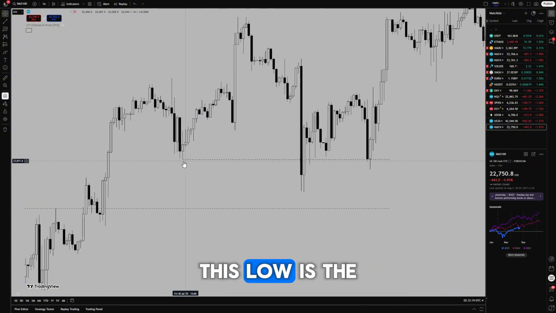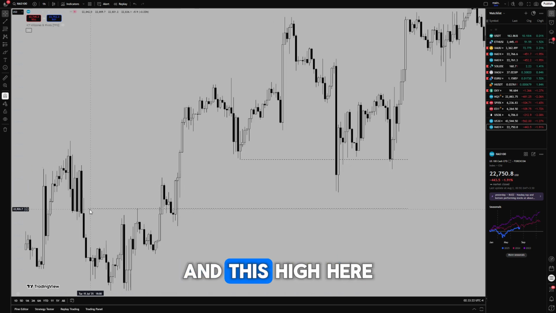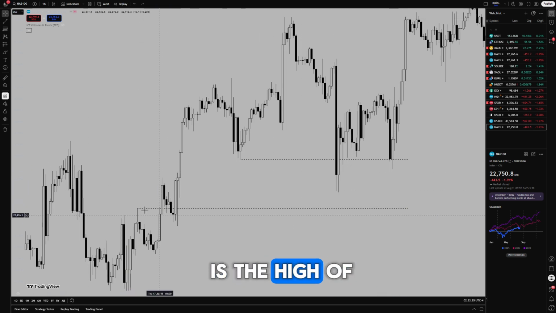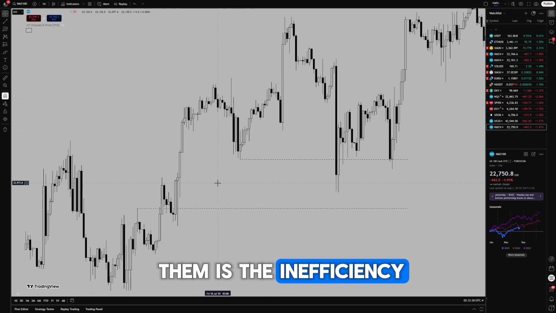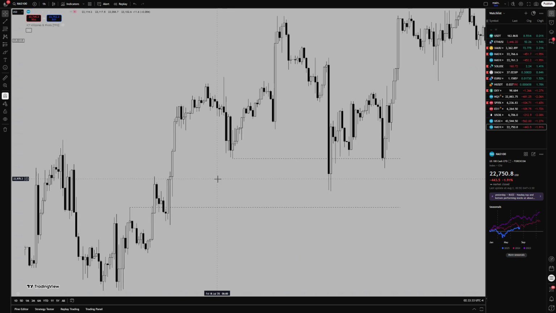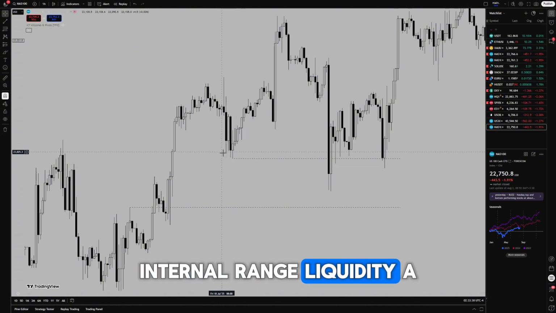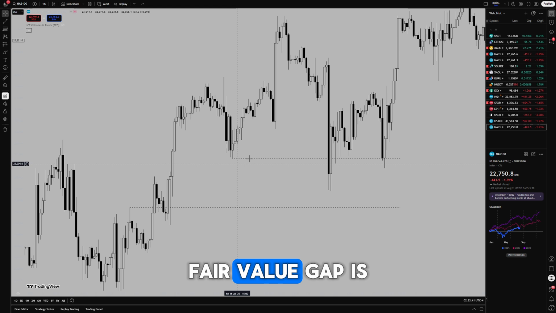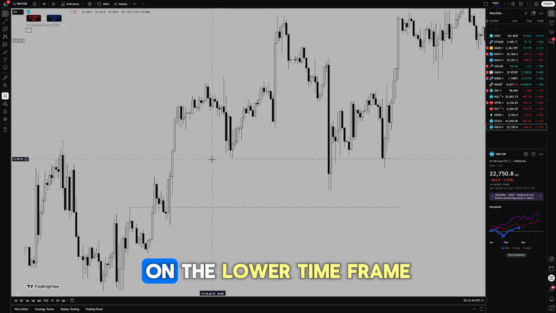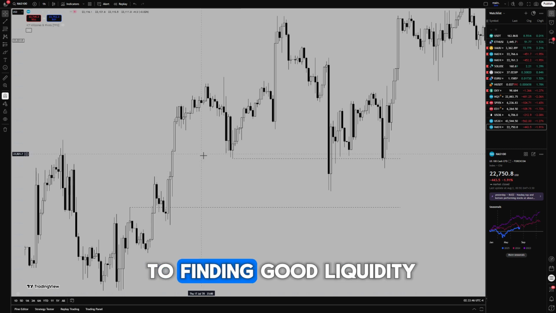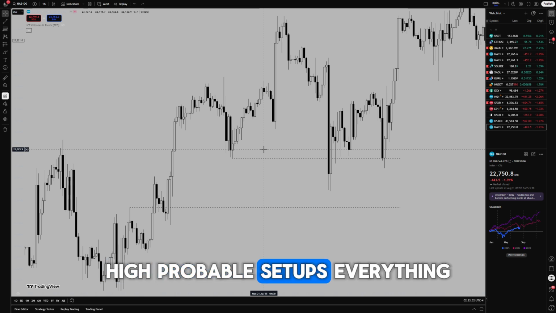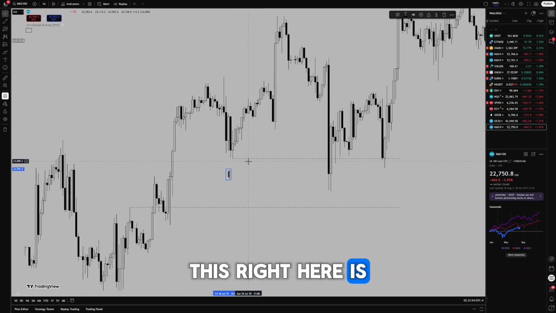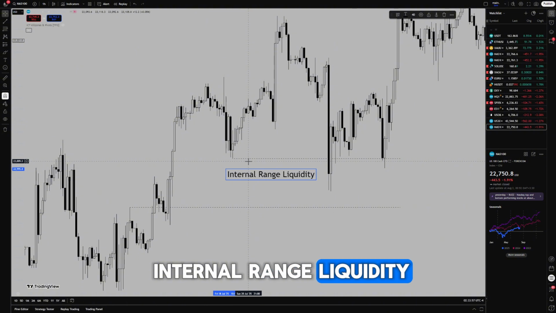This low is the low of the third candle, and this high here is the high of the first candle, and the gap between them is the inefficiency. It's the gap. And what do you see here? Internal range liquidity. A higher time frame fair value gap is always a high or a low on the lower time frame. This is a trick to finding good liquidity as well. This is a trick to finding high probable entries, high probable setups, everything. This right here is internal range liquidity.